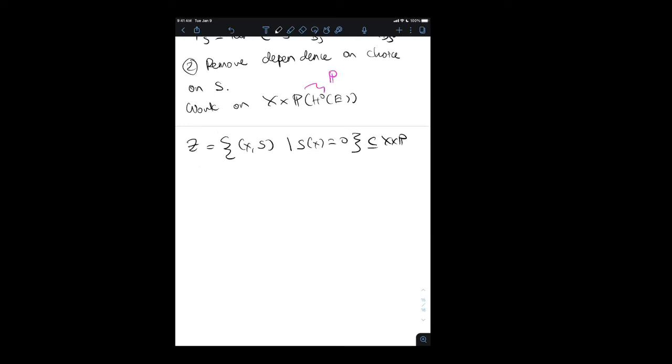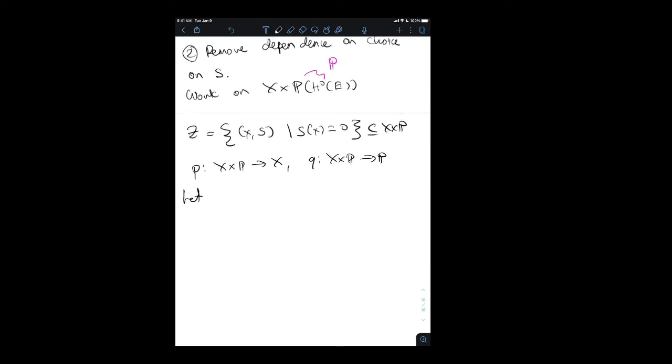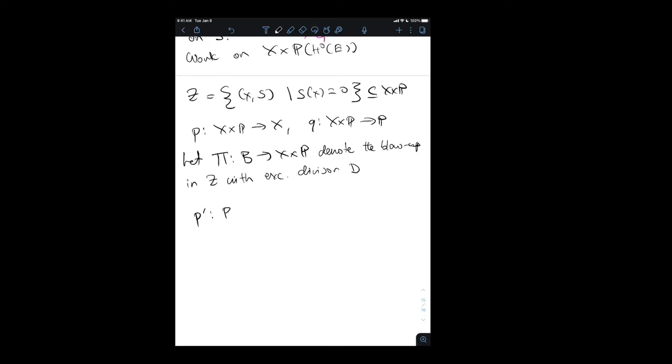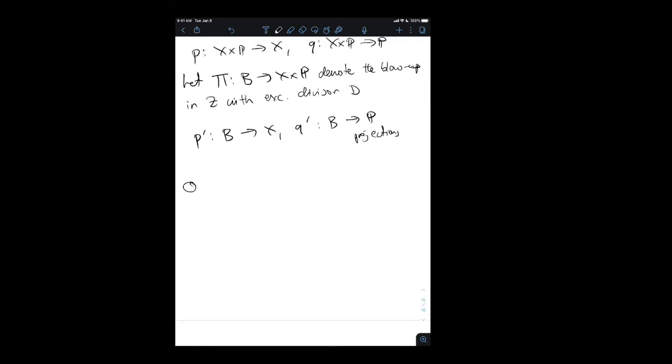So we have projection maps from X times P to X and from X times P to P. Let pi: B to X times P denote the blow up in Z, with exceptional divisor D. Now we are just generalizing the previous constructions in this relative setting. If I let P prime and Q prime, E to P be the projections, then I can define a vector bundle S on B by the following formula.